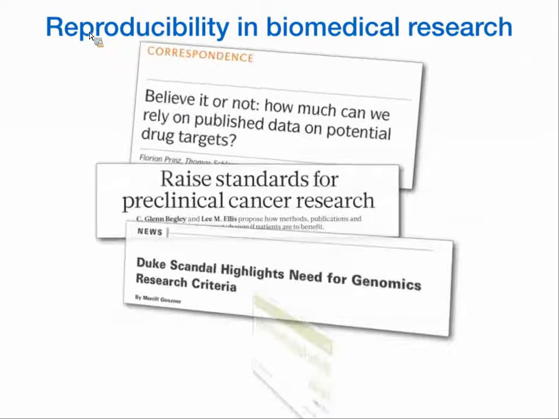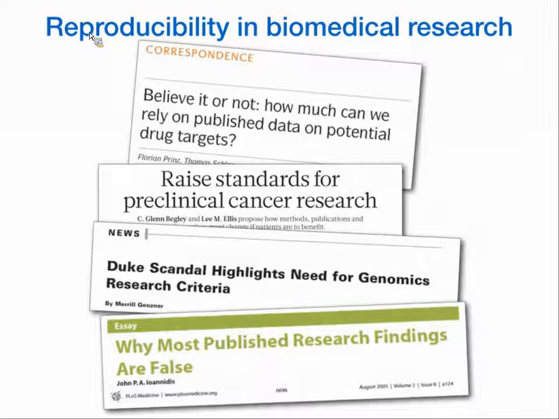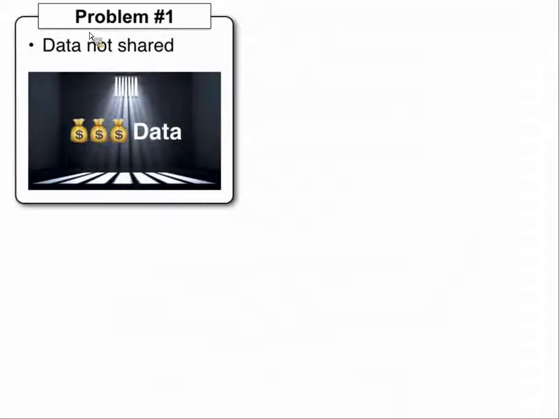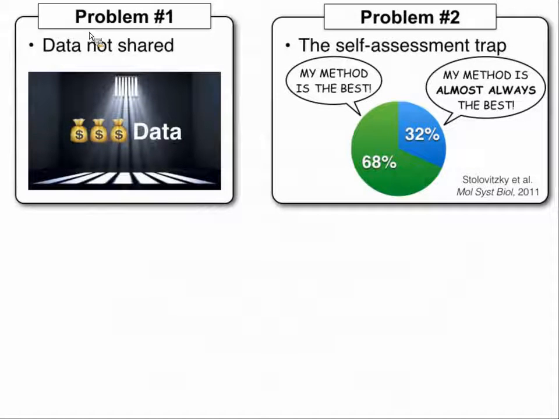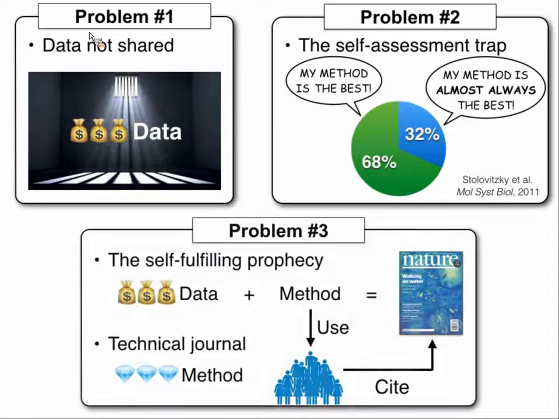So, to the DREAM challenges. Reproducibility in biomedical research is an issue. Several studies have shown that lots of published work is not reproducible. Problems are that data is often not shared, and that researchers are forced to evaluate their own methods in their publication, leading to a situation where basically everybody presents the new best method, what they call the self-fulfilling prophecy.